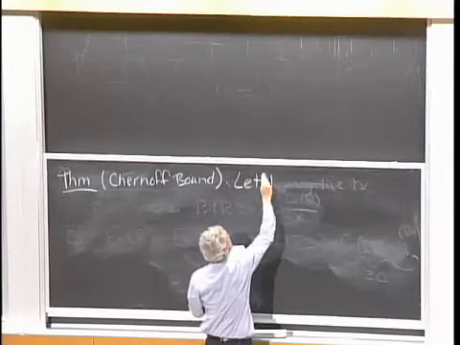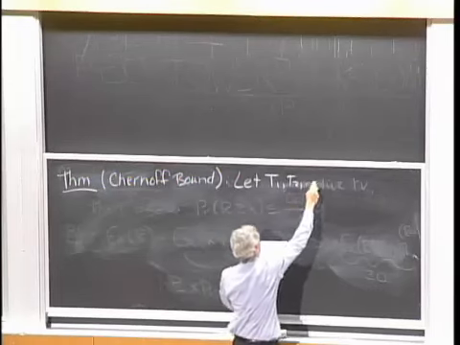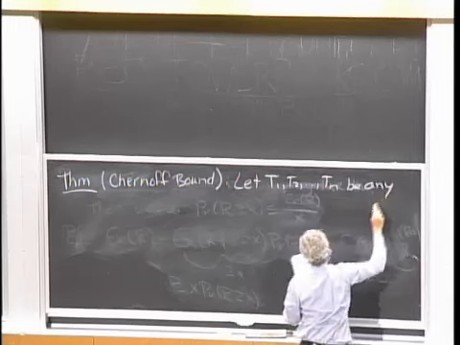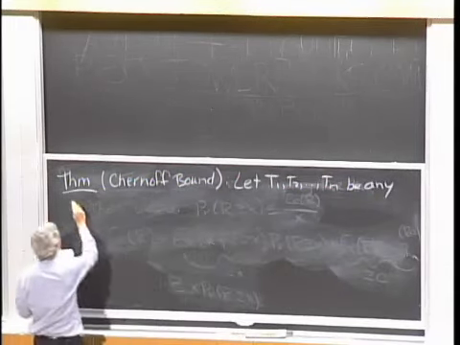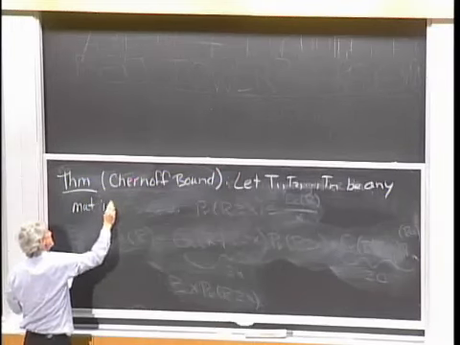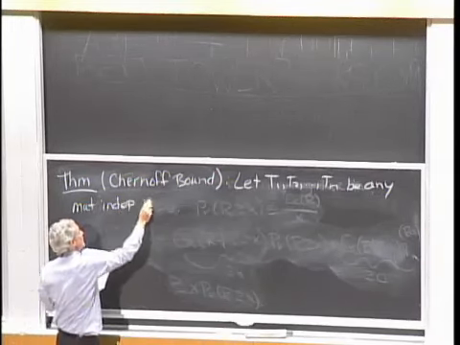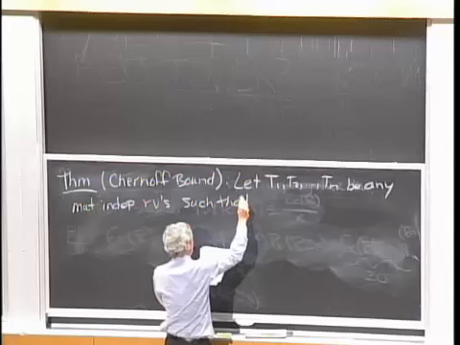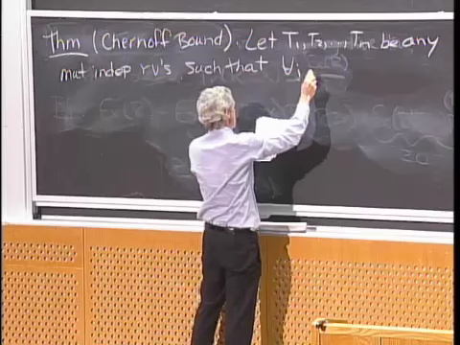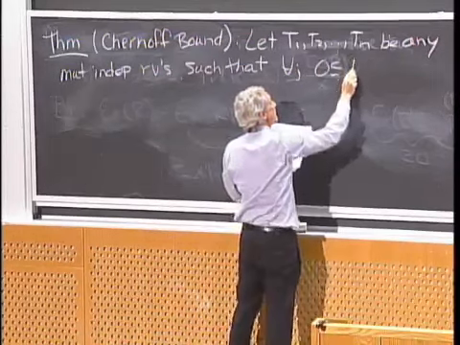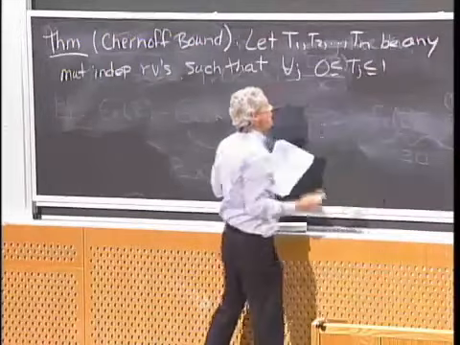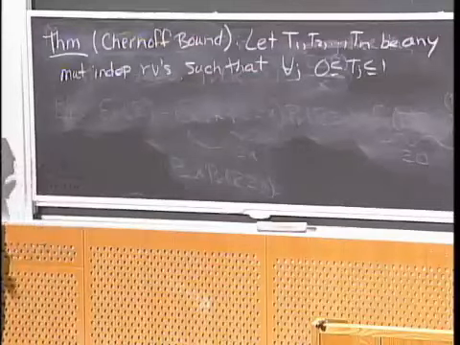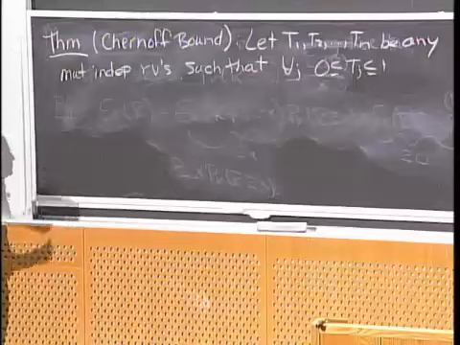Let T1, T2, up to Tn be any mutually independent, that's really important, random variables such that each of them takes values only between 0 and 1. And if they don't, just normalize them so they do. All right, so we're going to take a bunch of random variables that are mutually independent, and they are all between 0 and 1.